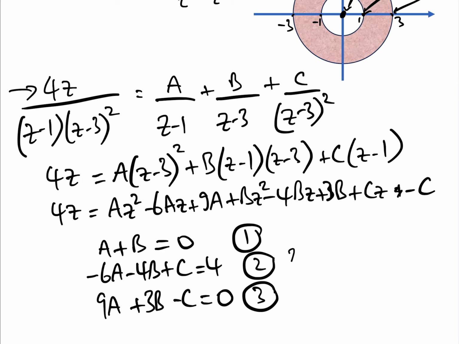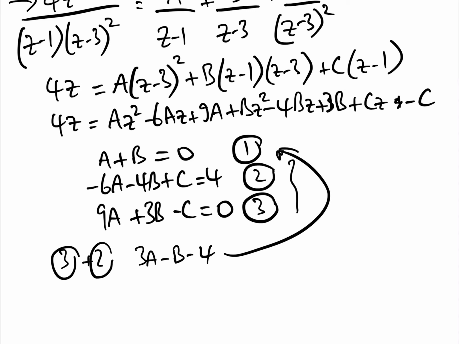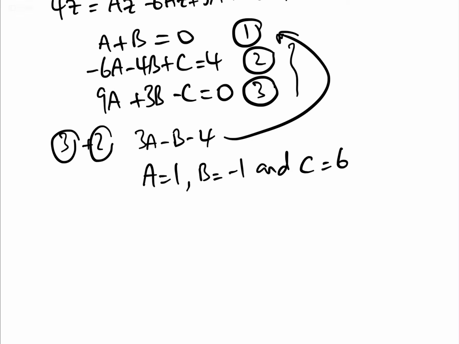Okay, let's just do 3 plus 2. So equation 3 plus equation 2 gets rid of the c, so that gives us 3a minus b equals 4, and then comparing that to equation 1, we get that a equals 1, b equals minus 1, and c equals 6.